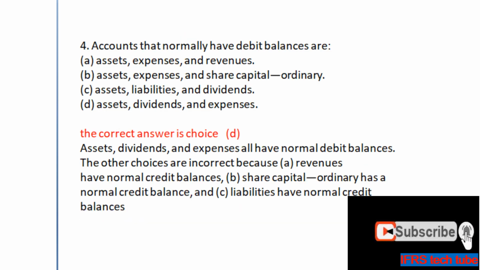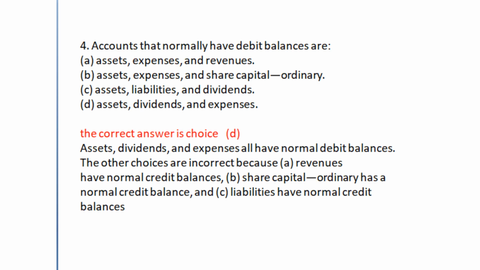Question 4. Accounts that normally have debit balances are A. Assets, expenses, and revenues. B. Assets, expenses, and share capital ordinary. C. Assets, liabilities, and dividends. D. Assets, dividends, and expenses.